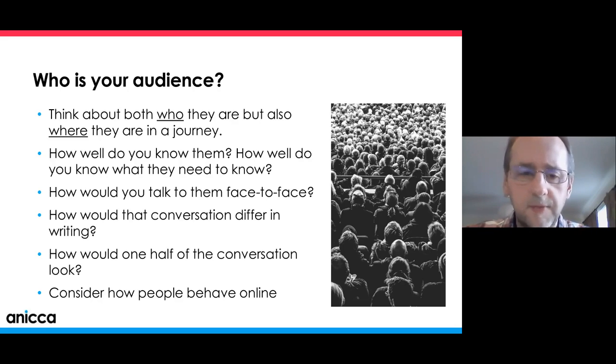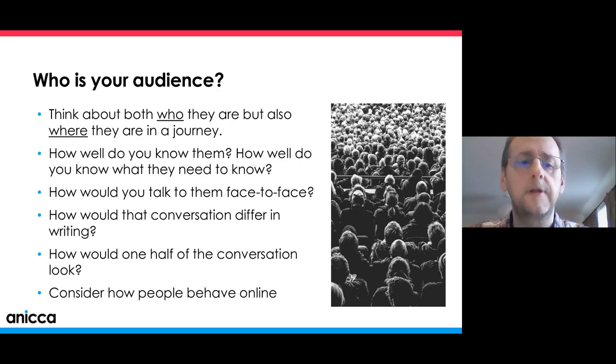We talk about personas an awful lot, and it's important to keep those up to date and as complete as possible. But also, how well do you know what they need to know? And it goes back to where they are on the journey. What are they actually looking for when they come to your site, when they're reading your social media posts, etc.?